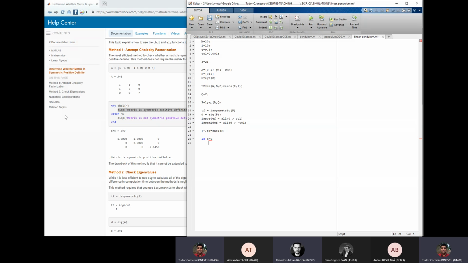Equals to 0, like this, right? Else, is this correct? Check me. Yes, I think so. Else disp matrix is not. Okay. Let's see if this works. I'm curious.